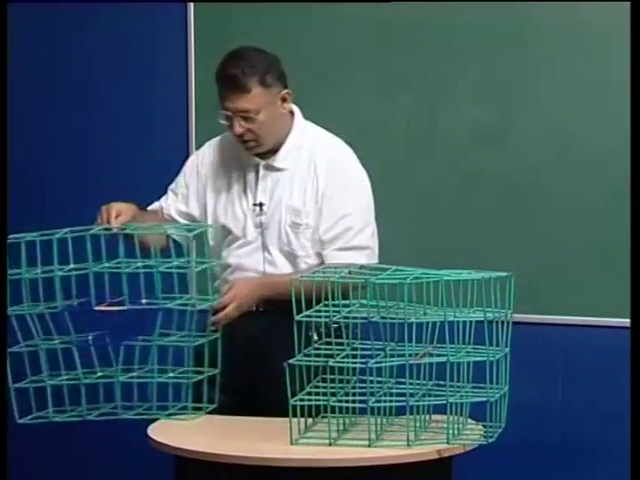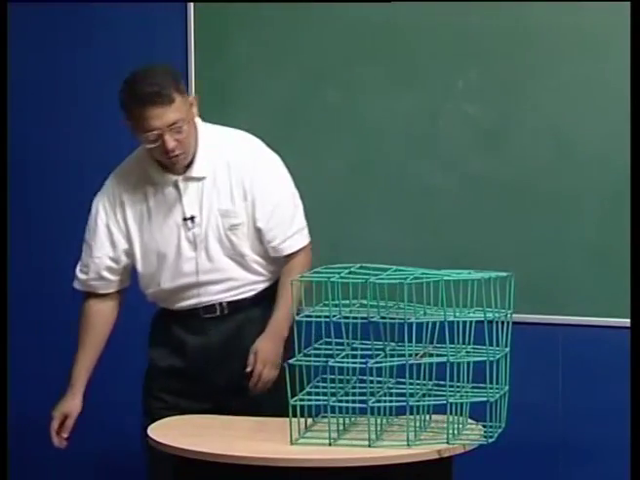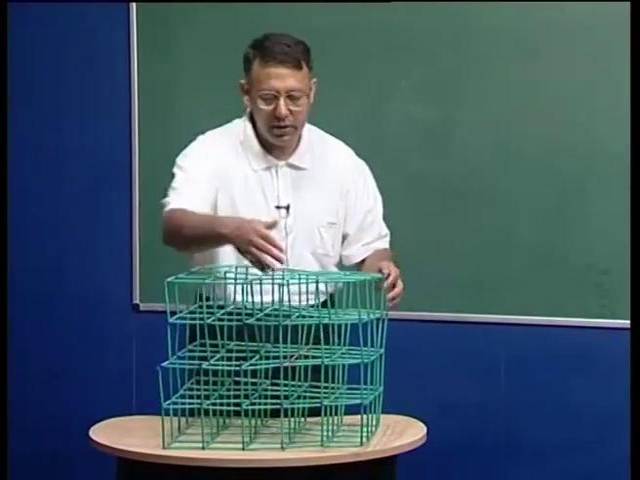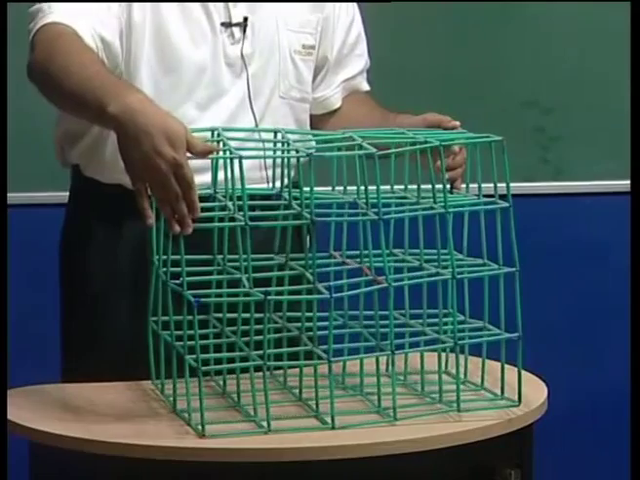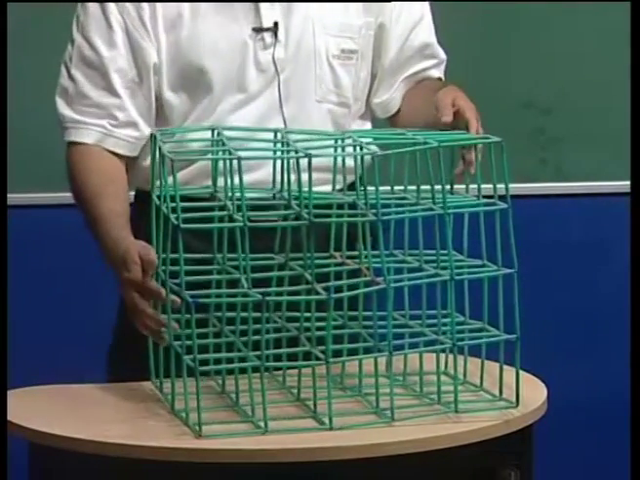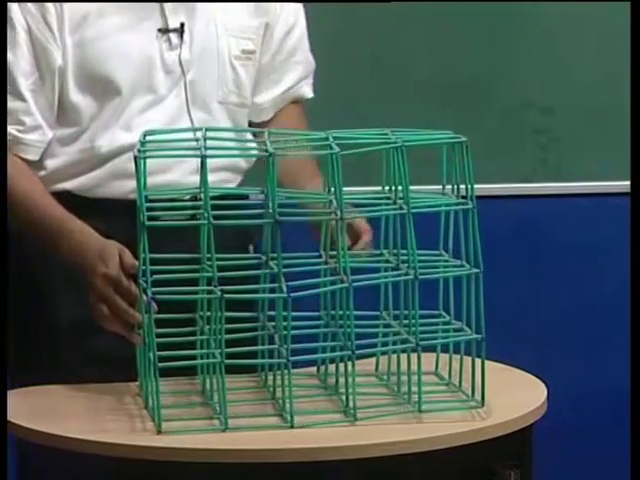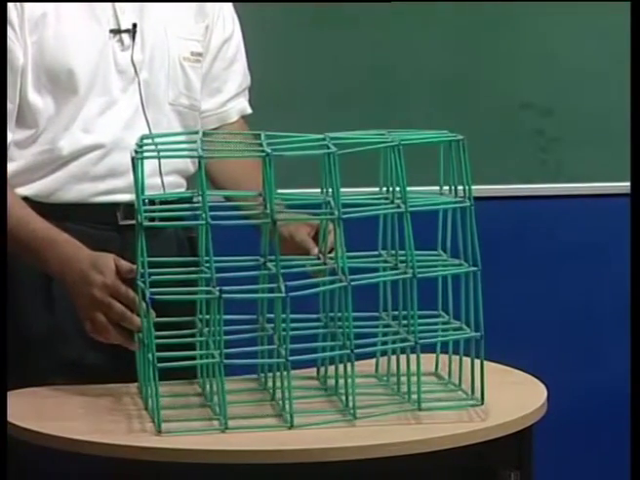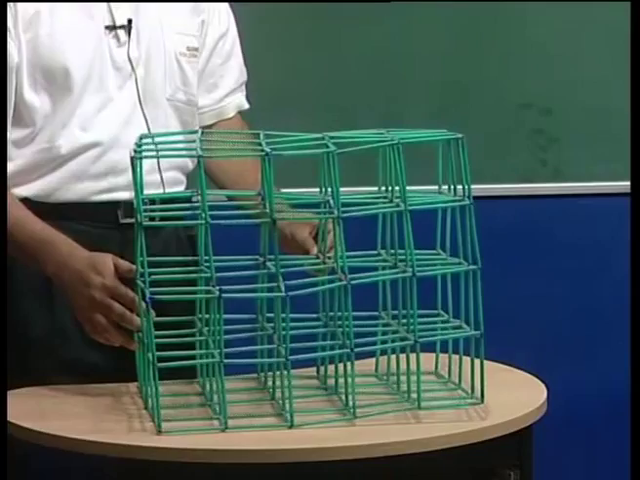But in the case of the screw dislocation, as you can see, these planes are bending in this direction, which is considerably different from the case of the edge dislocation. And also the Burgers vector is parallel to the dislocation line. And now suppose I shear this crystal.